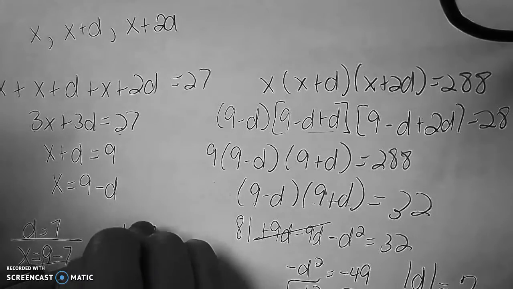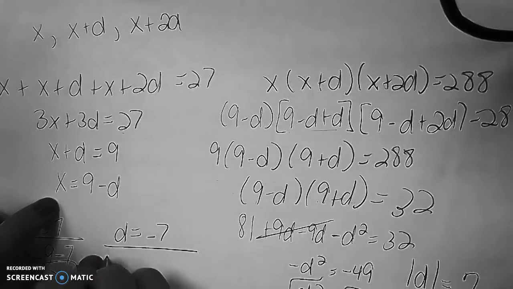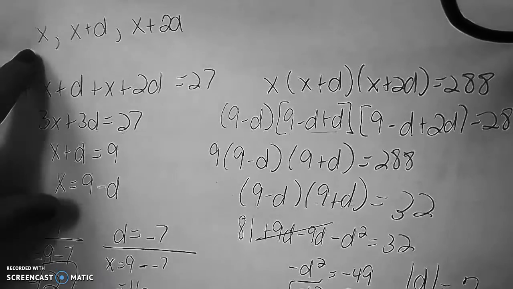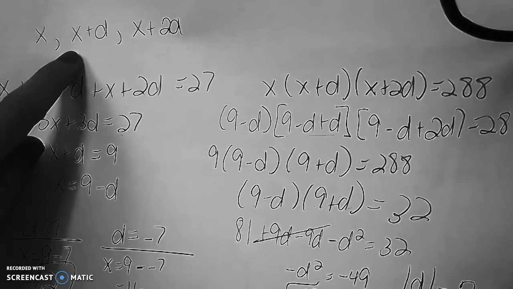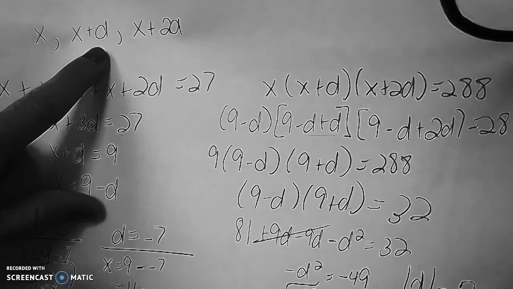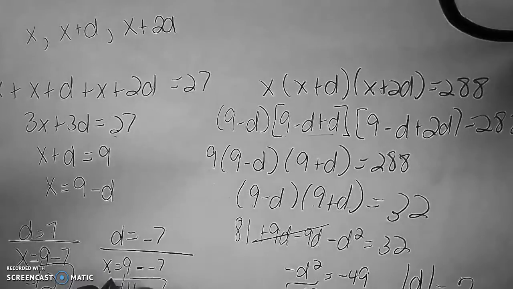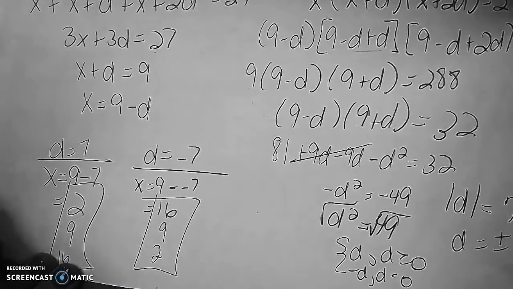Let's say I let d be negative 7. So I get x equals 9 minus negative 7. I get 16. So that means that's the first one. 16 plus negative 7, because that's d now, is 9. And then 9 plus negative 7 is 2. So either way I get, ooh, you couldn't see that. Either way I get the same answer.